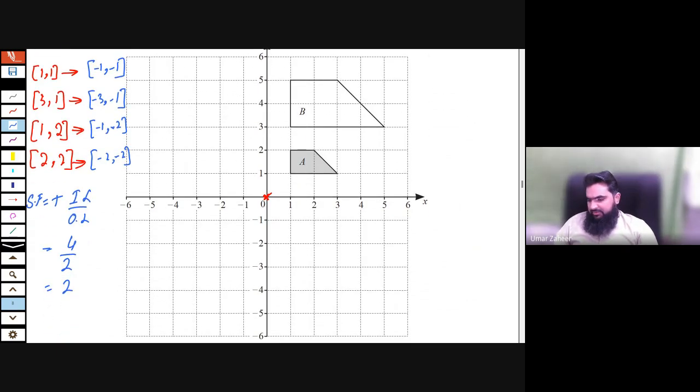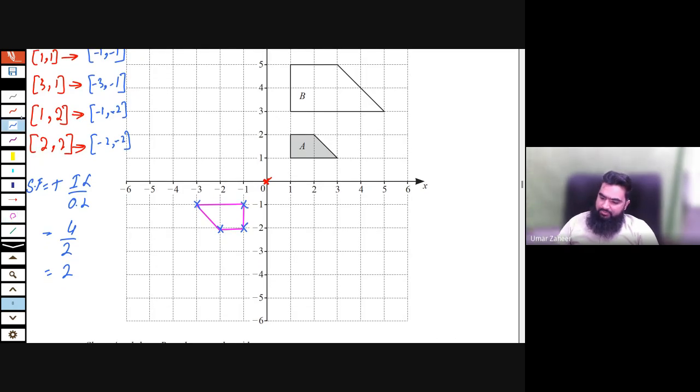Now take the distance, that is minus 1, minus 1: left side, minus 1 downward. This is the point. Next, minus 3, minus 1. Minus 3 means 3 places towards the left side. Minus 1 means 1 place downward. Then minus 1, minus 2, and minus 2, minus 2. We are going to reach here.